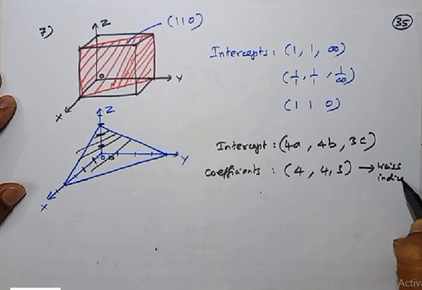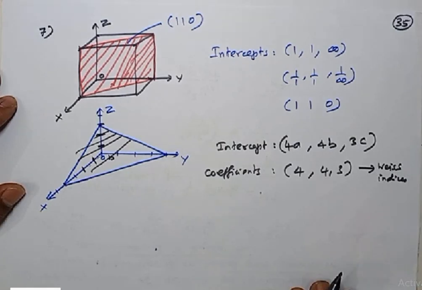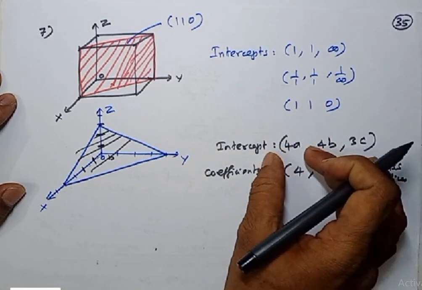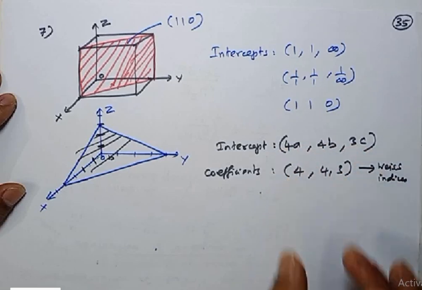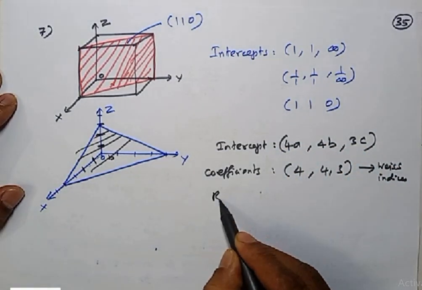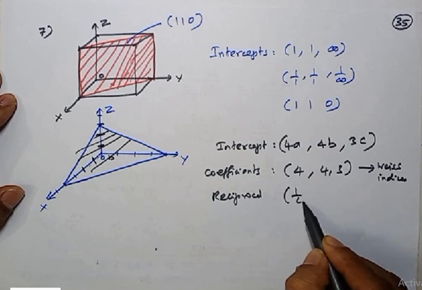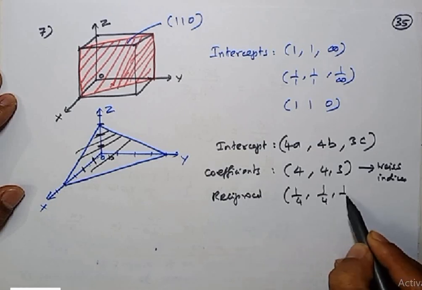This is what we call Weiss indices. It is sometimes called Weiss indices. Take them, Weiss. Okay, Weiss indices are nothing but the coefficients of the intercepts. Now take the reciprocal: 1 by 4, 1 by 4, 1 by 3.